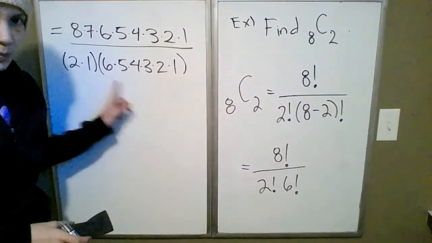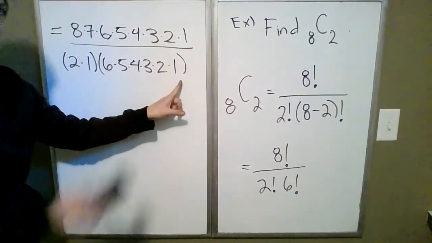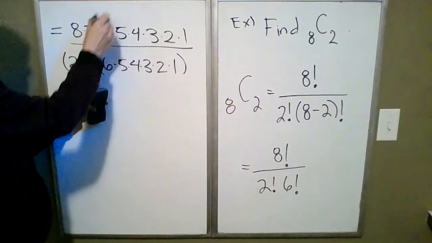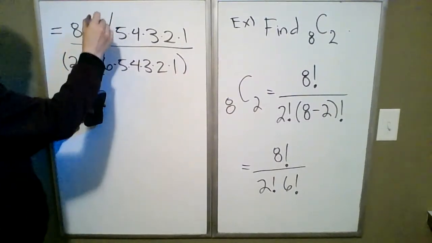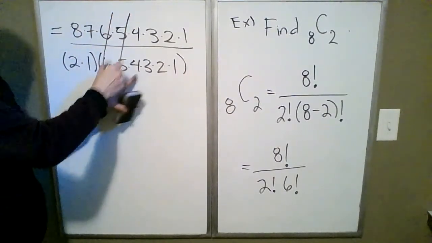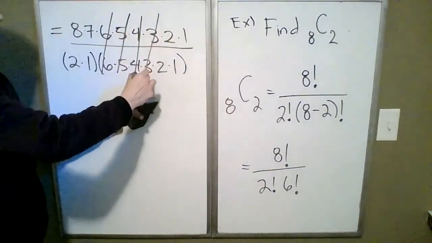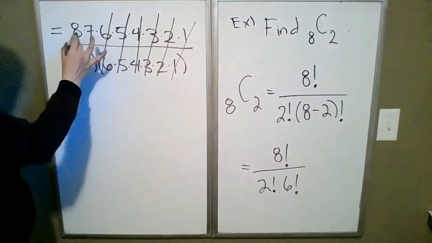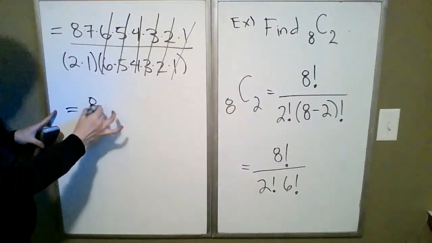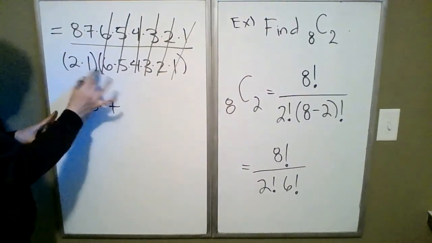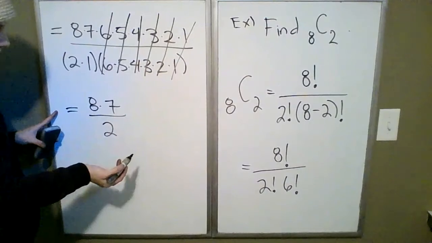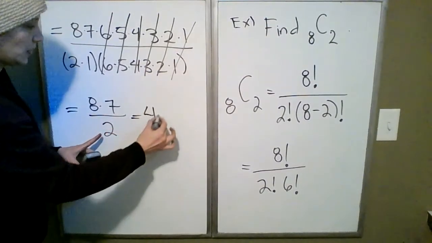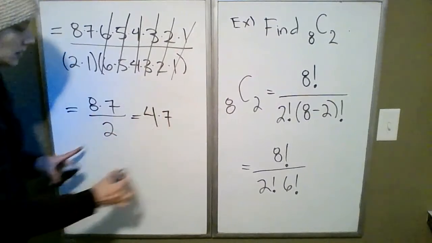I'm going to focus on the second pair of parentheses and the numerator. There's a 6 over 6, that's 5 over 5, 4 over 4, 3 over 3, 2 over 2, 1 over 1. That's just 8 times 7 over 2 times 1, or just over 2. And then the 8 over 2 is going to be 4. 4 times 7 is 28.